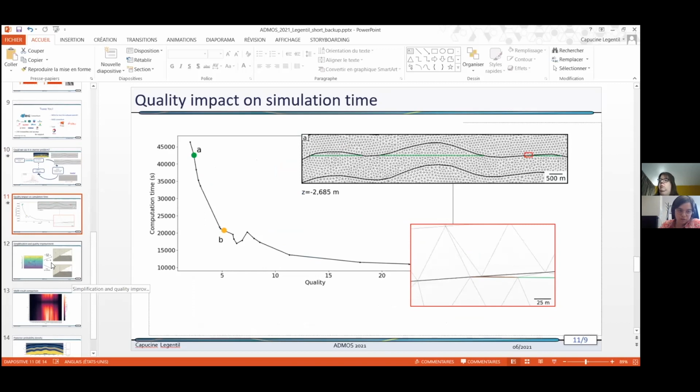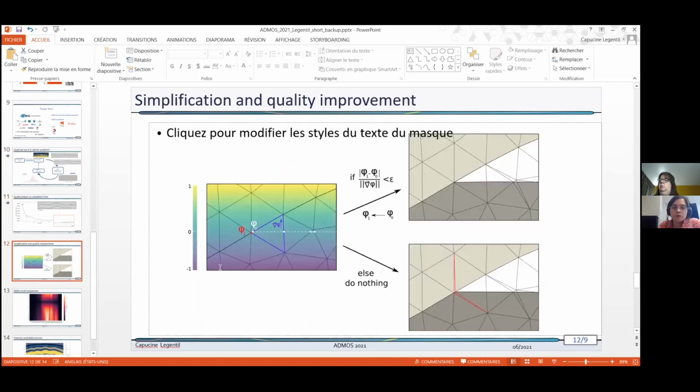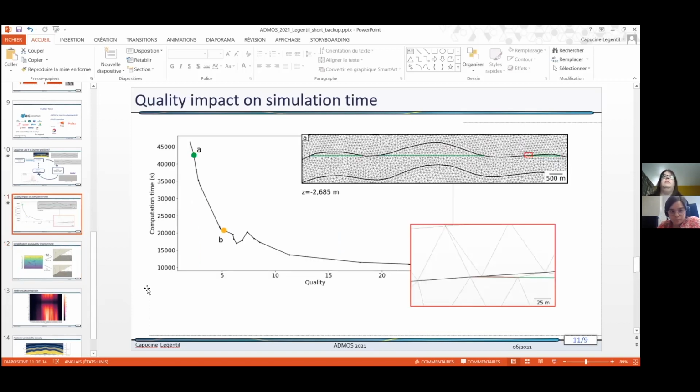And for that, we propose to locally change the implicit definition of the line to avoid the creation of very thin triangles near the existing boundaries, because the mesh quality has a very high impact on the simulation times that we can see here, and the time of computation can increase 1,000 times if we let these very thin triangles.